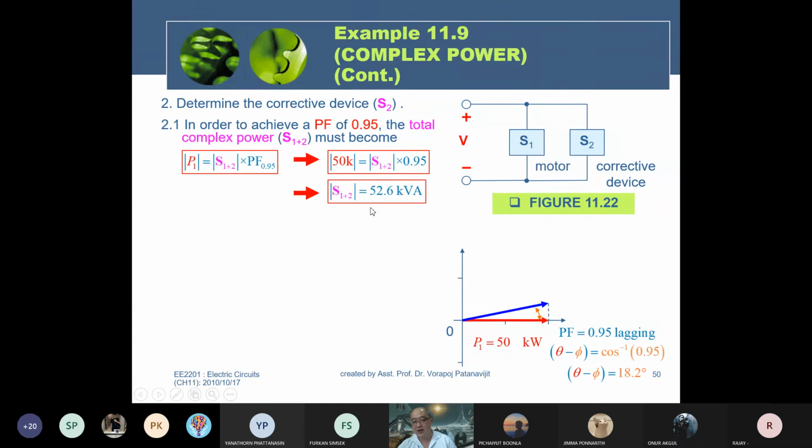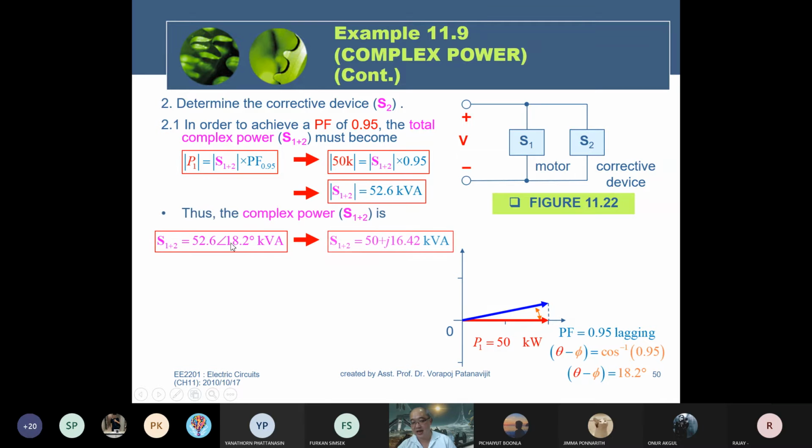Therefore, when you write the complex power, it equals 52.6 at 18 degrees in polar form, or converting it into rectangular form, it gives you 50 plus j16.